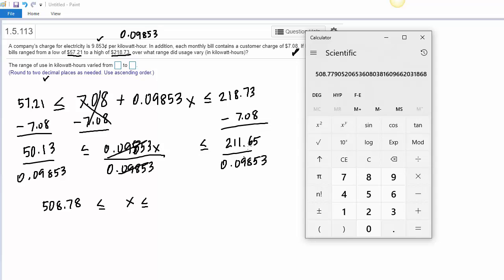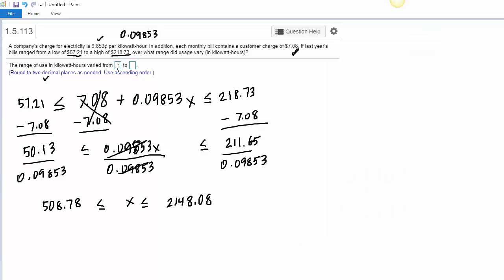And now we'll do the division on the right-hand side. Likewise, we'll round to 2 decimal places. So that 6 right there says to bump that up to an 8. So 2148.08. And so those are the two numbers that you'll put in the box. So the minimum kilowatt hours is 508.78, and the maximum is 2148.08.